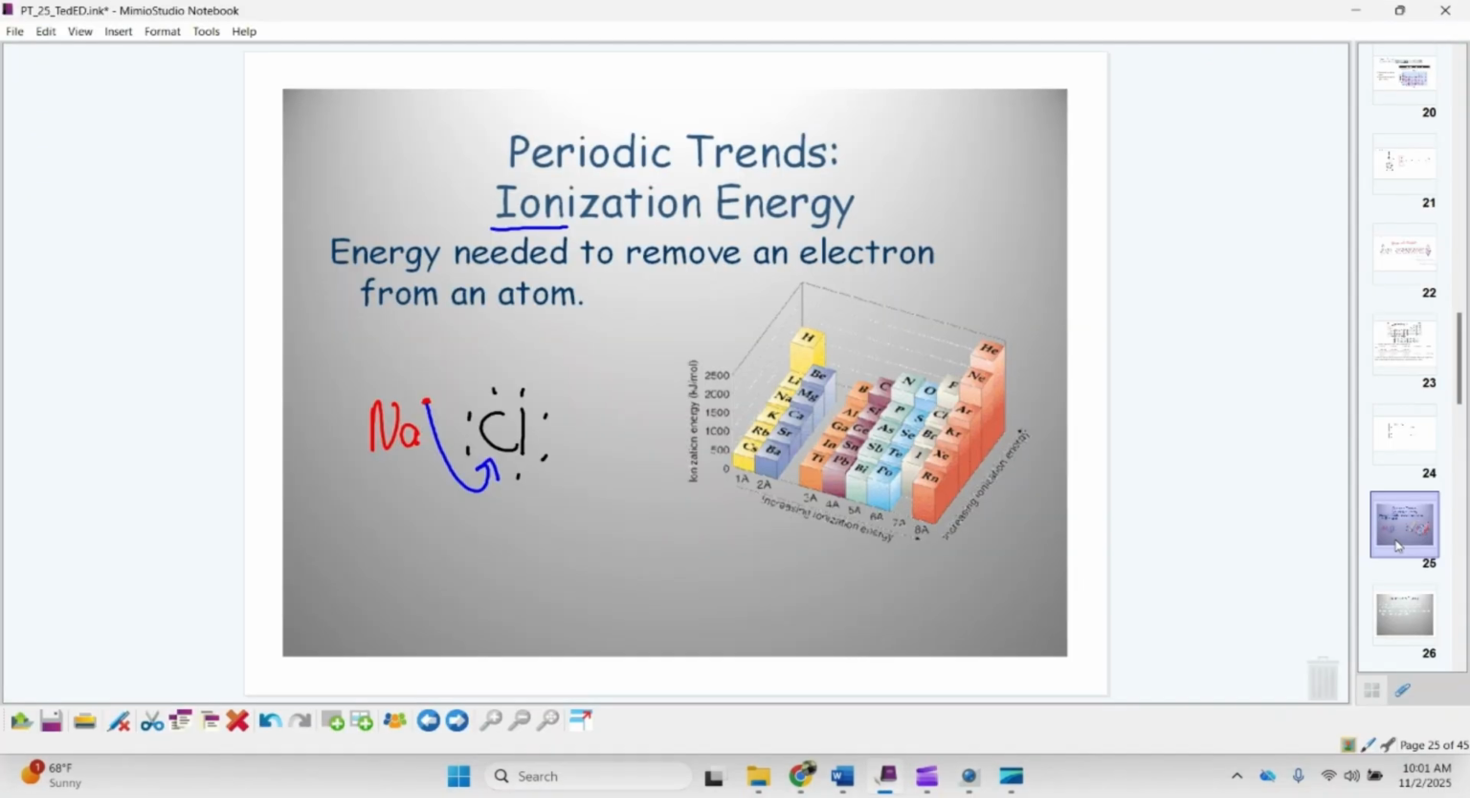Now, the second trend we're going to talk about is ionization energy. And that is, how hard is it to make an ion? And ions are atoms that have gained or lost electrons. So ionization energy is the energy to remove an electron.